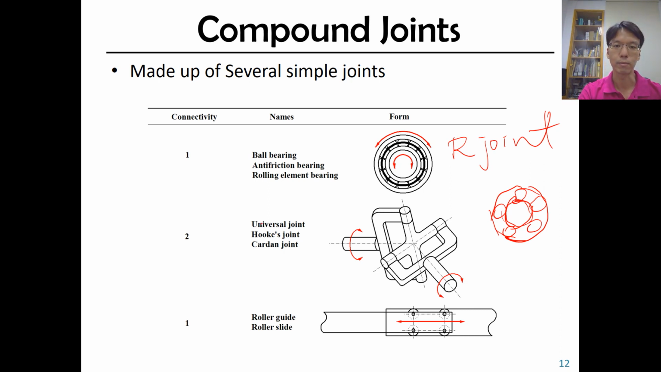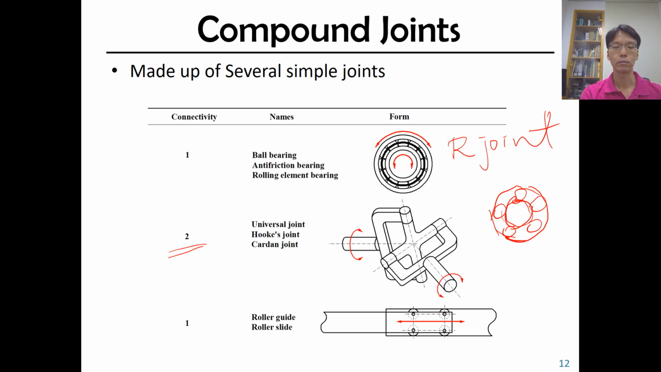So another example is a universal joint. We use 2 R joints to make the joint do universal rotational motion. So right now this joint has 2 degrees of freedom because we combined 2 joints together to make a new joint. So this is another type of compound joint.